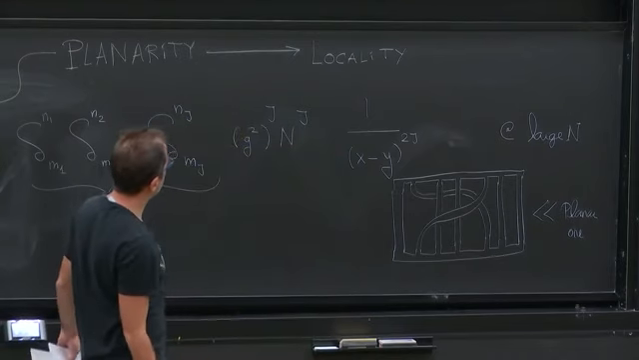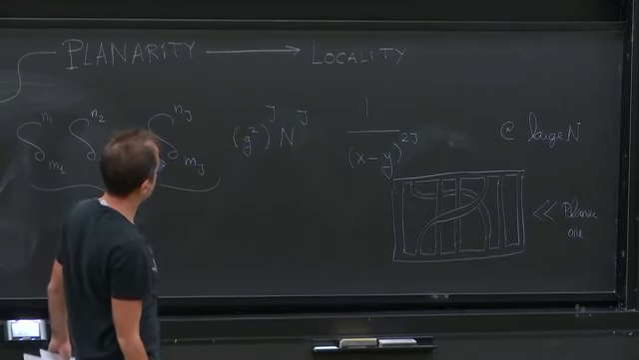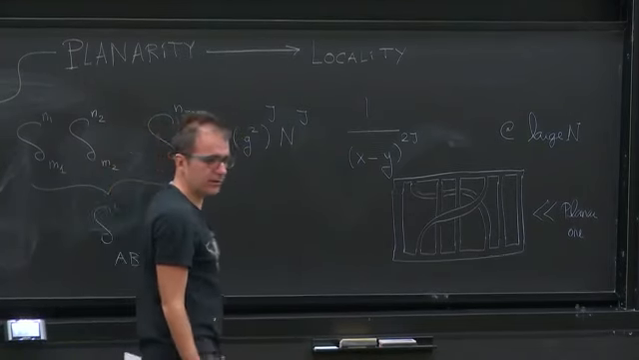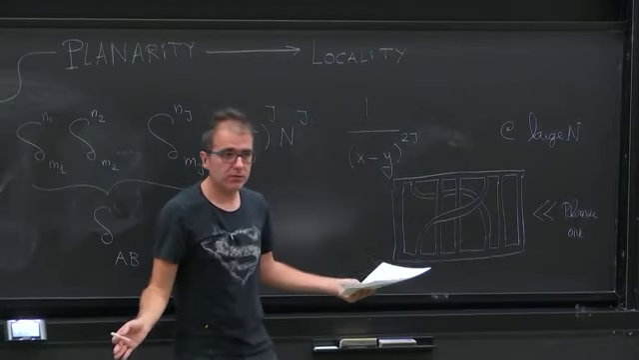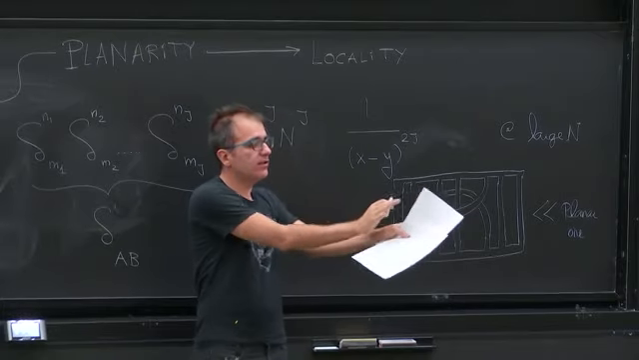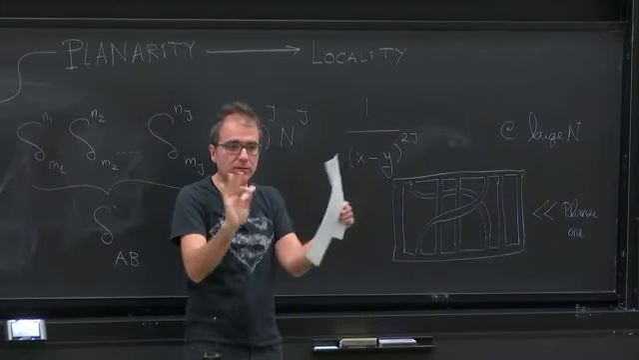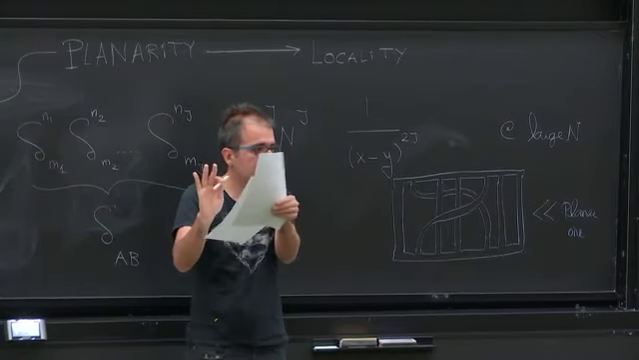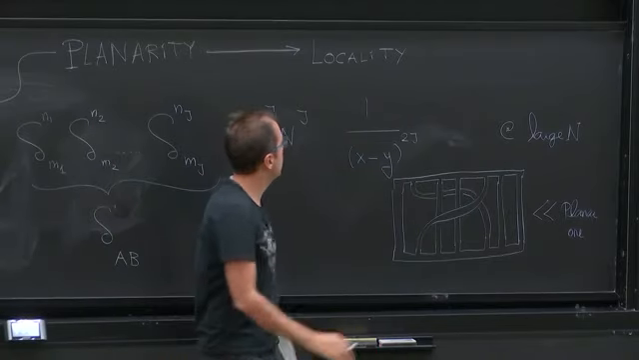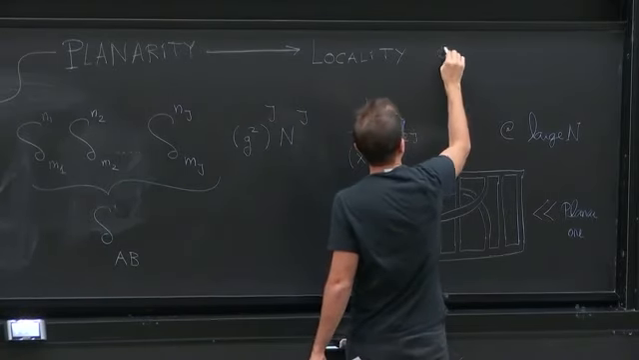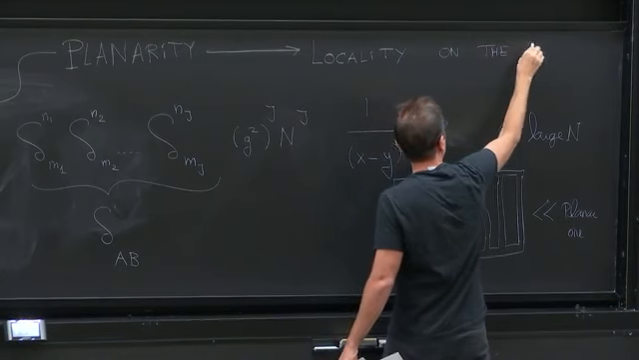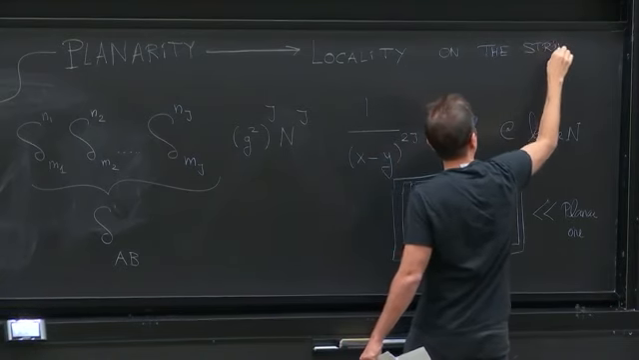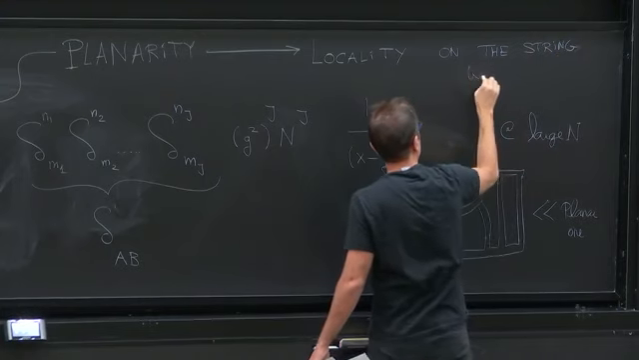Are there two L's or two T's? Local, is it okay? Locality? Okay. So planarity gives you locality, right? Things cannot interact far away on the string. There is some notion of things that are nearby, they can interact, but not things far away. So it gives you locality on the string surface, which is the string worldsheet.